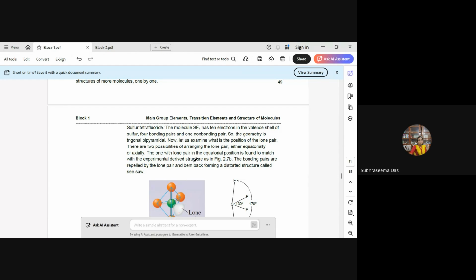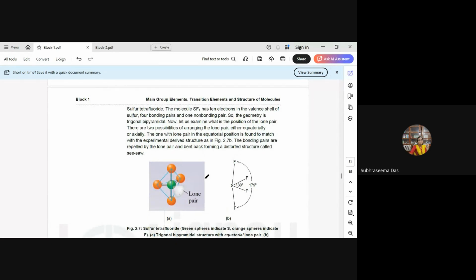First, we'll take the example of sulfur tetrafluoride, that is SF4. When we look into SF4, it has 10 electrons in the valence shell of sulfur, out of which there are four bonding pairs and one non-bonding pair. So a total of five electron pairs are present, of which one is non-bonding and four are bonding pairs. As per VSEPR theory, the geometry should be trigonal bipyramidal.